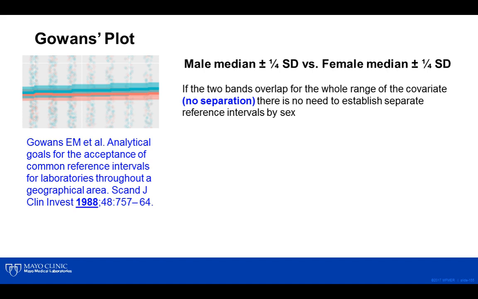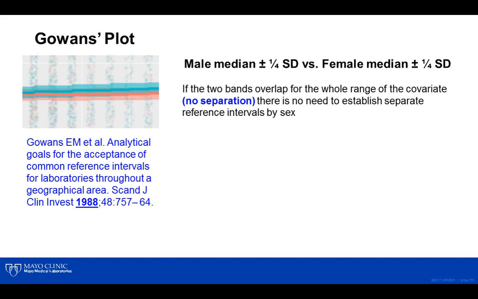Another function incorporated in CLEAR is a Gowans plot, a statistical concept introduced 30 years ago to compare reference data by category, in this case sex. By plotting cumulative data over a continuous covariate, usually age, the median of the male and female populations are flanked by a band spanning plus or minus 1/4 of a standard deviation. The resulting plot shows if there is a statistically significant separation that would require the selection of separate reference intervals.